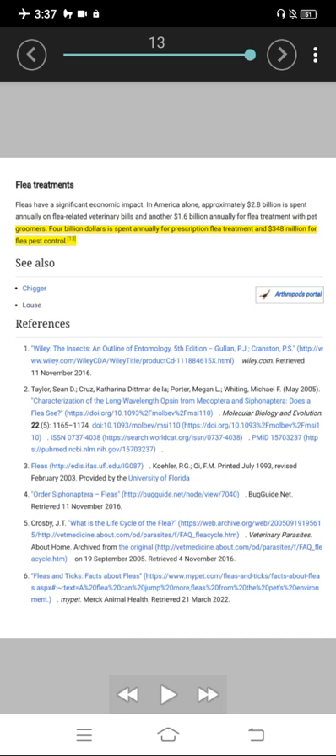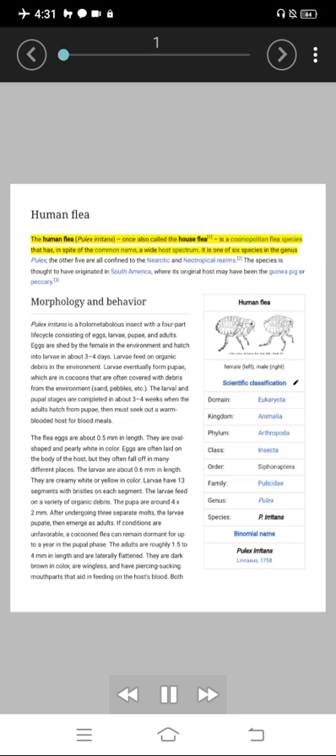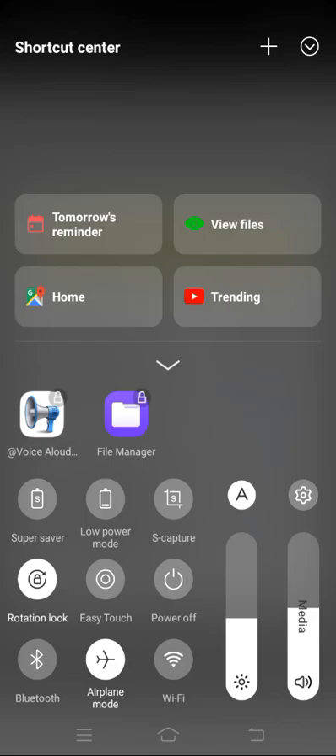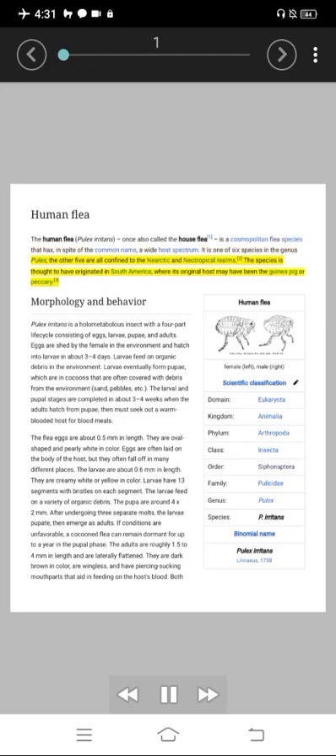The human flea, Pulex irritans, once also called the house flea, is a cosmopolitan flea species that has, in spite of the common name, a wide host spectrum. It is one of 6 species in the genus Pulex. The other 5 are all confined to the Nearctic and Neotropical realms. The species is thought to have originated in South America, where its original host may have been the guinea pig or peccary.